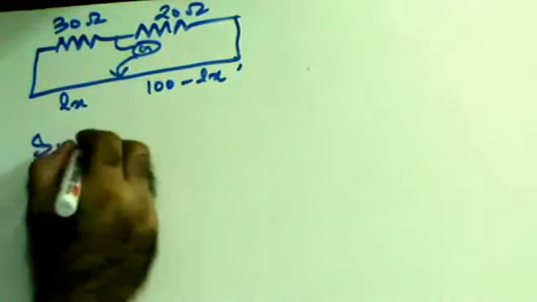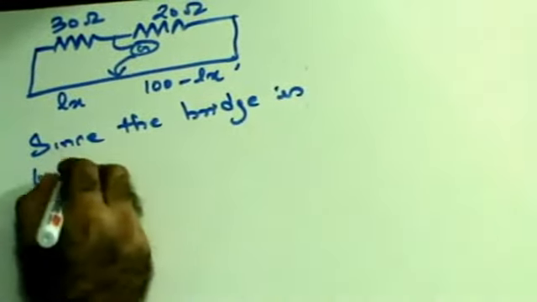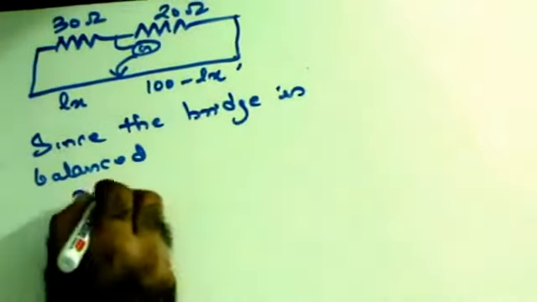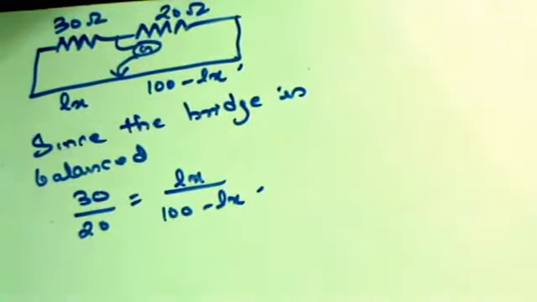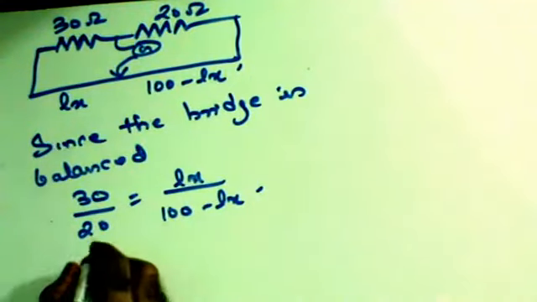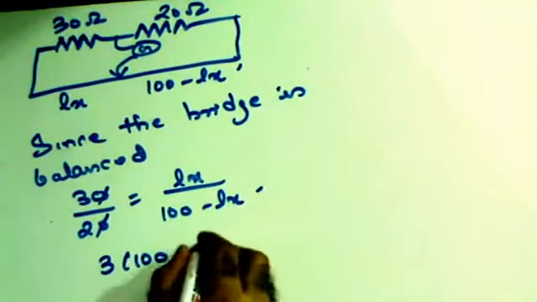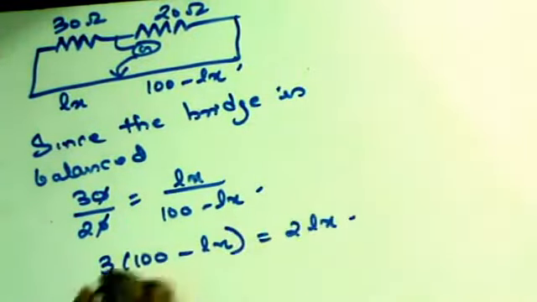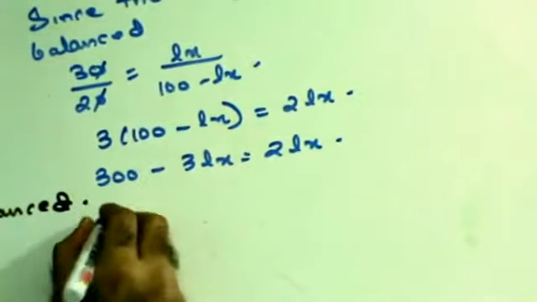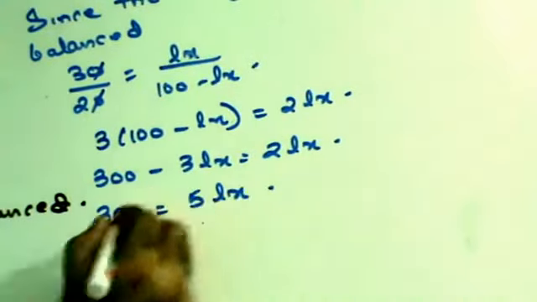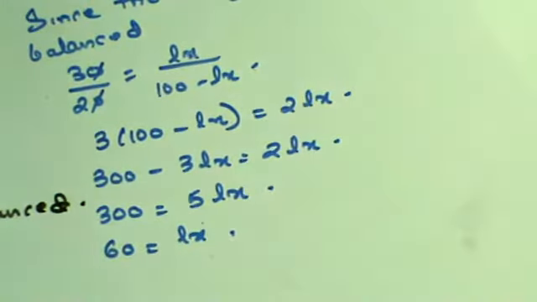Since the bridge is balanced, I can say 30 upon 20 is Lx upon 100 minus Lx. Therefore 3 into 100 minus Lx is 2Lx. 300 minus 3Lx is 2Lx. 300 is equal to 5Lx. 60 is equal to Lx. So my null point is going to be at 60 centimeters.